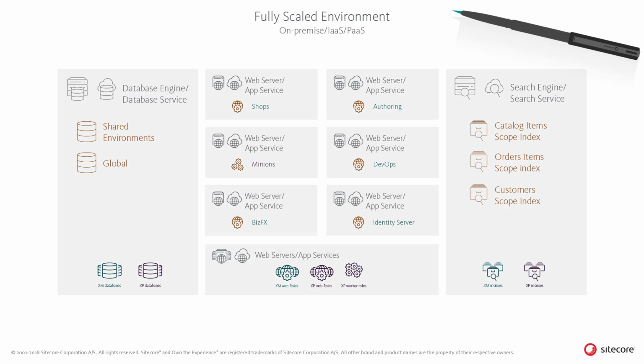Another example would be a site where you have a large number of merchandisers making a large number of frequent changes. This architecture would give you the ability to scale out the authoring role to be able to handle the load. So as you can see, there's a great deal of flexibility in the way you can deploy Sitecore Experience Commerce, allowing you to truly tailor your deployment to match your needs.